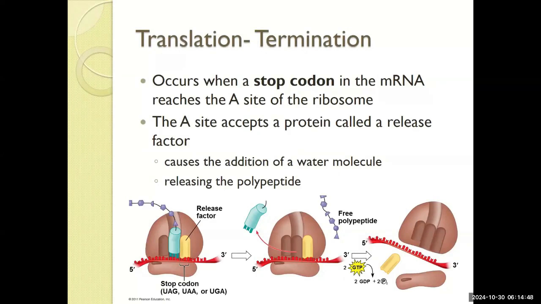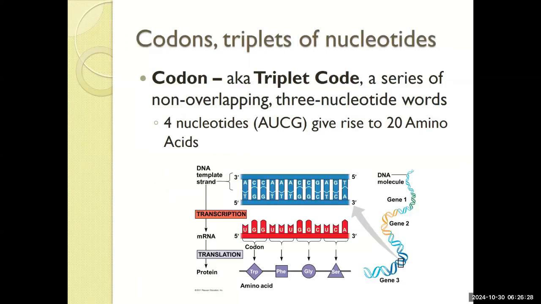At this point in time, a release factor, which is really a water molecule, is added. But because this is not held together by the same bonds, it stimulates the release and freeing of the polypeptide chain. A codon is 3 non-overlapping nucleotides.